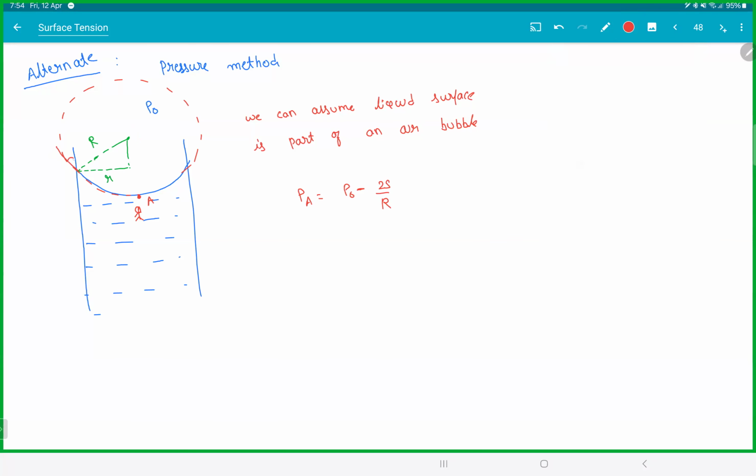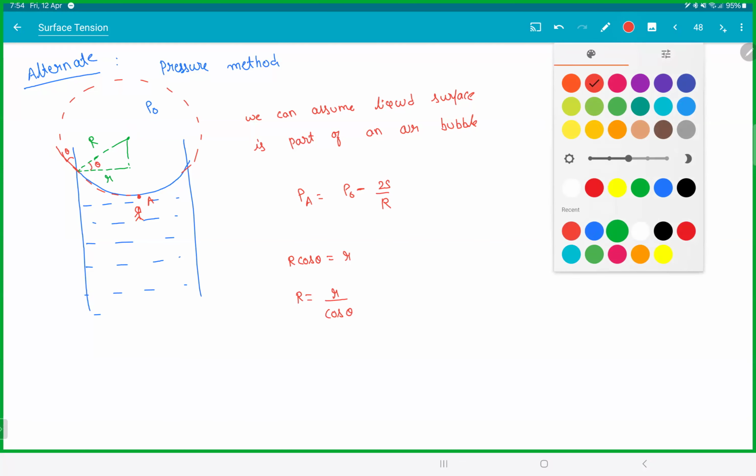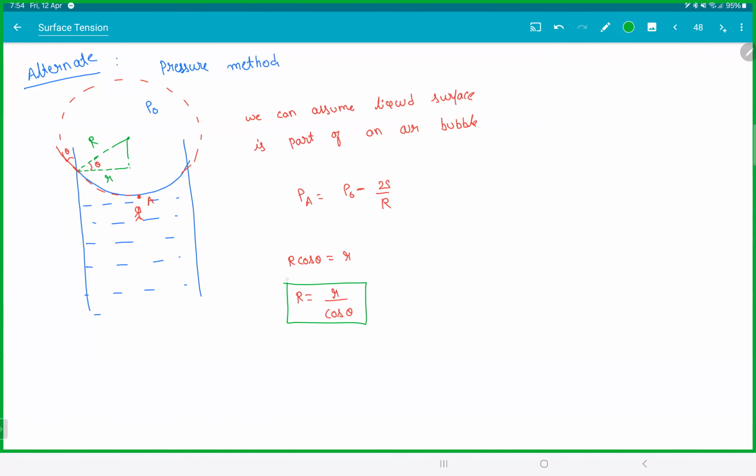And we know here this angle is theta. So this angle will be theta. This is the relation between them. R cos theta is equal to small r. This itself is a question in the exam. Find the radius of curvature of the surface, r by cos theta. Most people write the radius of the pipe as radius of curvature. Don't do that. Be careful. Once you got this, you're done. So this height is h.